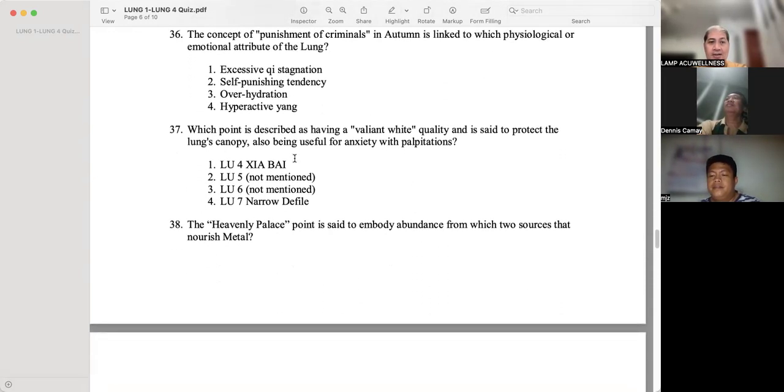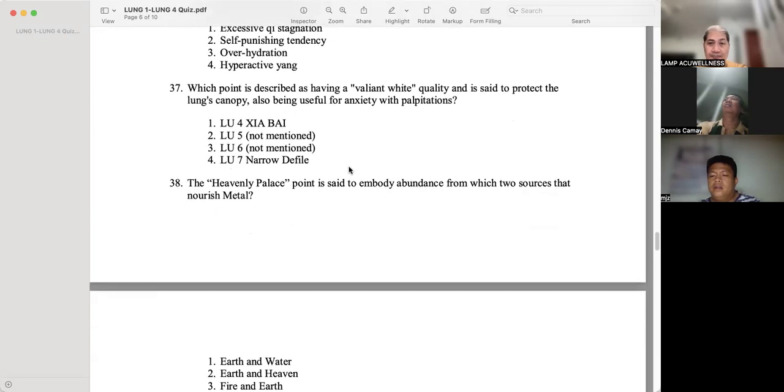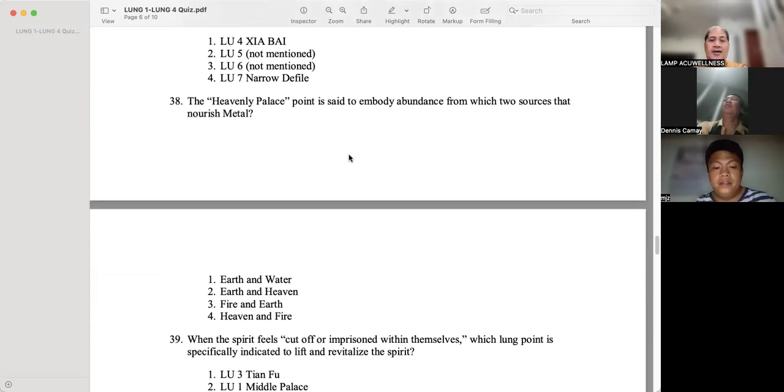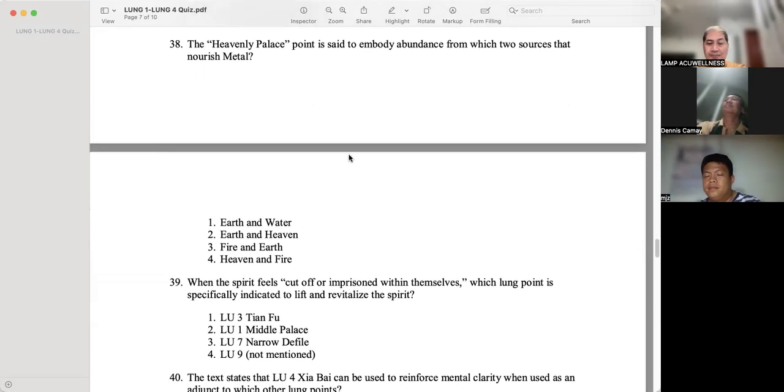Self-punishing tendency. Which point is described as having a valiant white quality and is said to protect the lung's canopy, also being useful for anxiety with palpitations? Lung 4 Shabai. The heavenly palace point is said to embody abundance from which two sources that nourish metal?